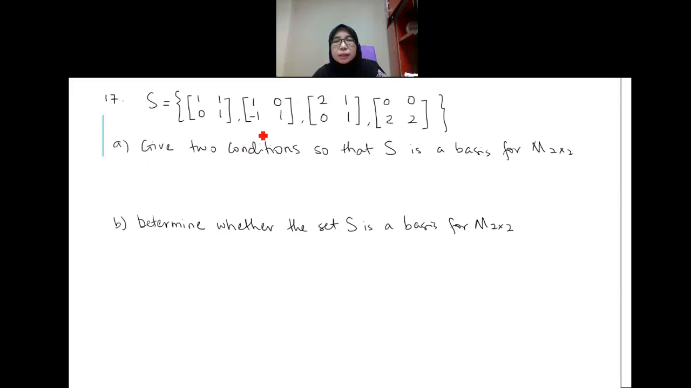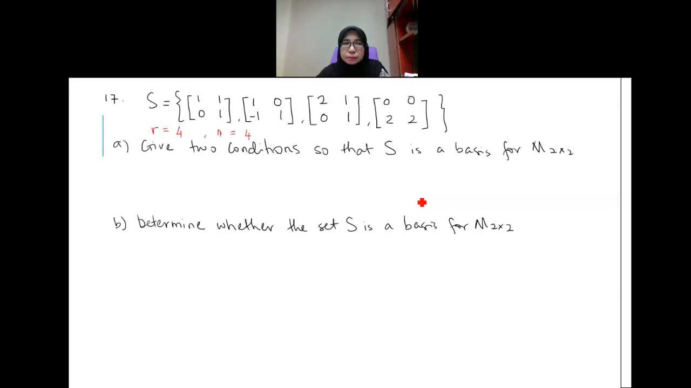The vector space is M2 by 2. Here, R, what is the number of vectors in set S? 1, 2, 3, 4. There are 4 vectors in set S. How about the dimension of the 2 by 2 matrix space? It is 4 also, isn't it? So here R equals N, and I know that it will form a square matrix, which is 4 by 4.